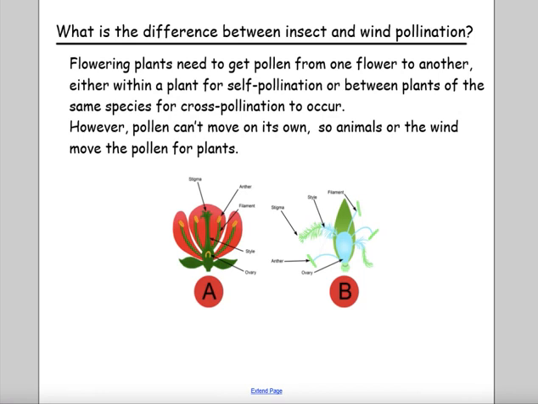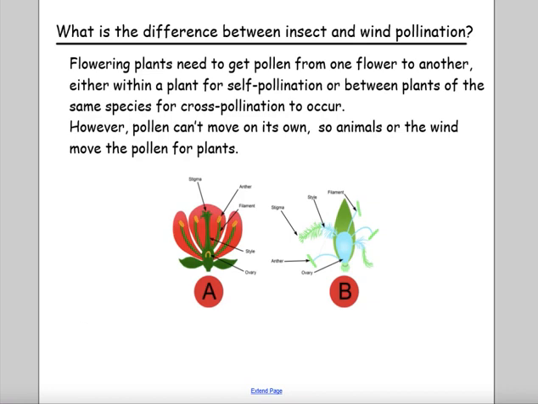So plants will either move that pollen using insects or other animals. That would be the example here shown in A. So A would be an example of a flower that uses insects or animals to transport its pollen, or by the wind, and B is an example of a plant that uses the wind. So the features that these two plants have are special for whether they need insects or whether they need wind.